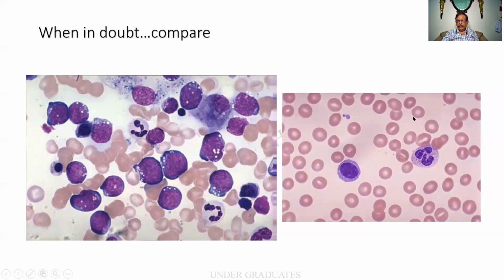When in doubt, compare. This is a normal peripheral smear. See what we are seeing in this and what we are seeing on the left in a case of a leukemia. The increase in the number of cells, the immaturity of the cells, the size of the cells, so on and so forth. Please have this in mind.